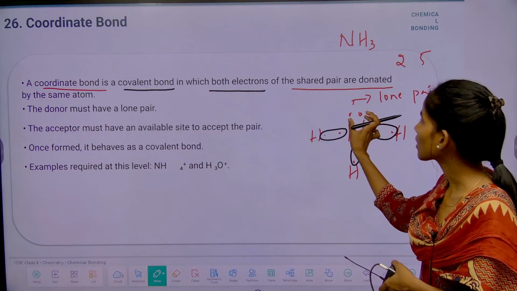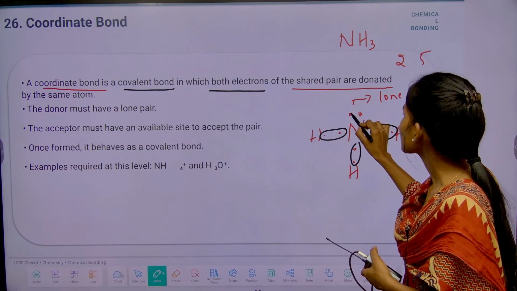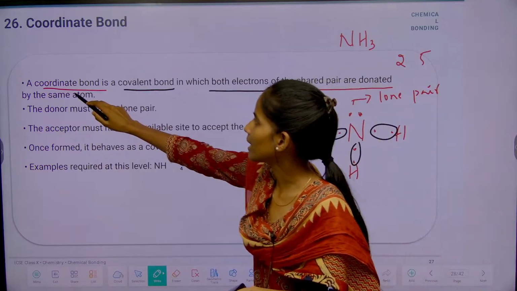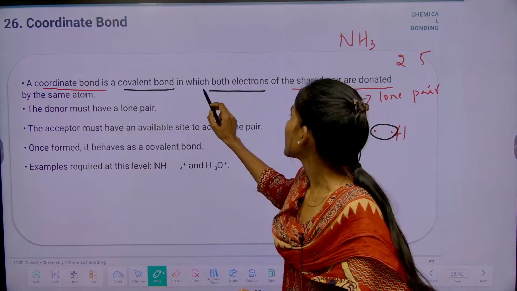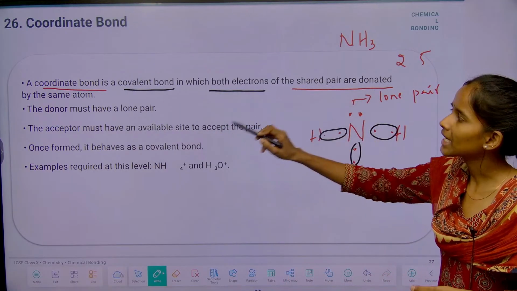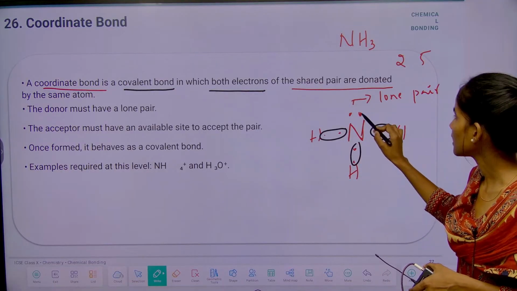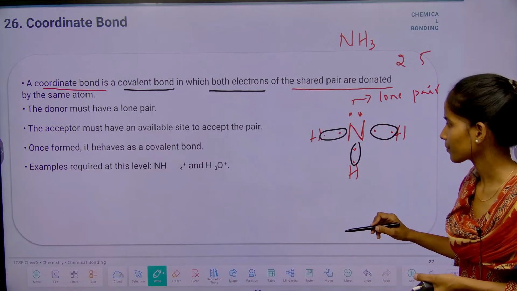So we will call it as lone pairs, lone pair of electrons. So what is happening? This lone pair will be shared in a coordinate covalent bond. Once again, see the definition. A coordinate bond is a covalent bond in which both the electrons of the shared pair are donated by the same atom. By the nitrogen atom only, these two electrons are shared to another atom.